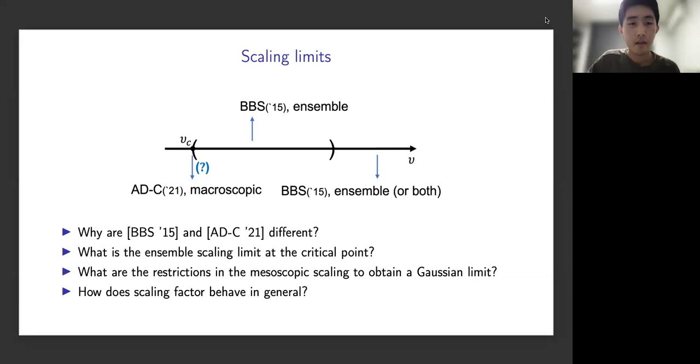So as I've explained, there are a few questions you can ask from these results. For example, why are BBS and Eisenman-Lumina-Koppen results different? And also, what is the ensemble scaling limit at the critical point, and so on. And these questions were one of our main motivations for studying the finite size scaling.